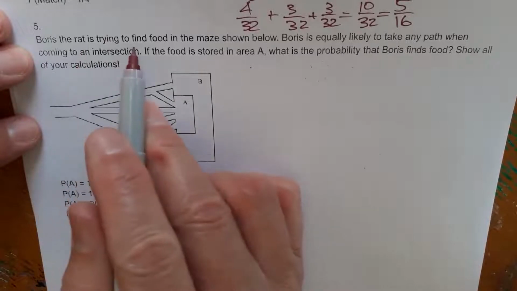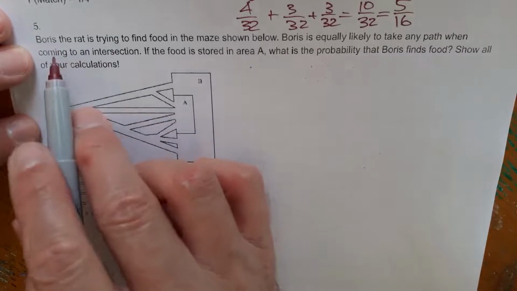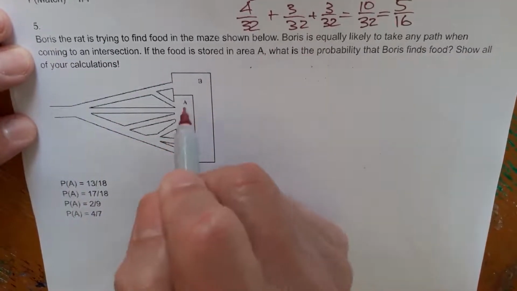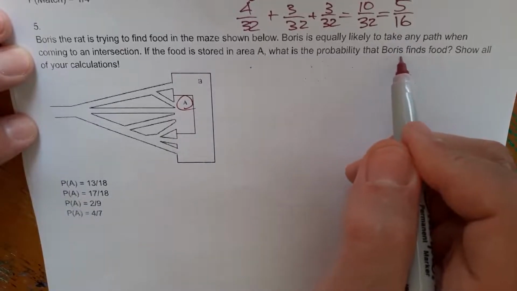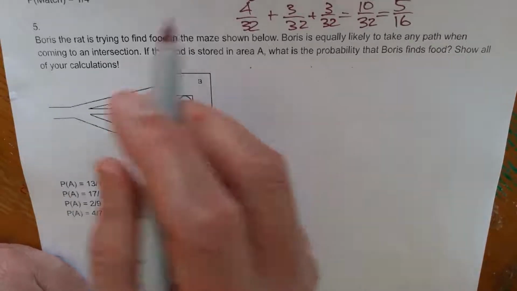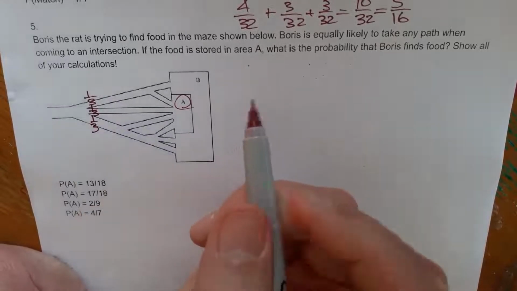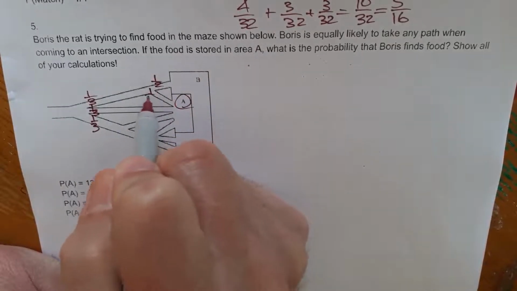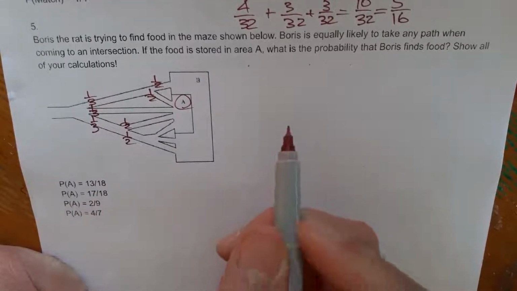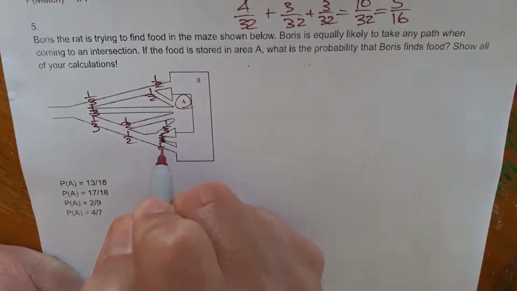Boris the rat is trying to find food in the maze shown below. Boris is equally likely to take any path when coming to an intersection. If the food is stored in A, so here, what is the probability that Boris finds food? Show all your calculations. So we just did one of these in the prior lesson, right? If this is 1/3, 1/3, 1/3, right? If this is 1/2, 1/2. If this is 1/2, 1/2. And this is 1/3, 1/3, 1/3.